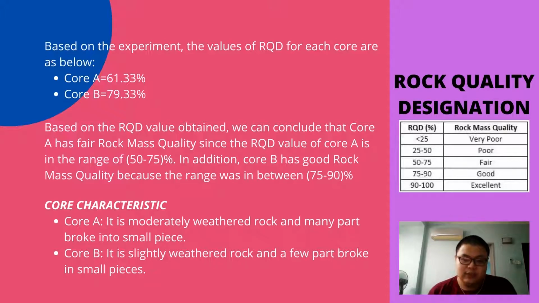Okay, after that we can also determine the core characteristics for the two core samples. As a result, we can find that core A is moderately weathered rock and many parts of it have broken into small pieces, and core B is slightly weathered rock and a few parts have broken into small pieces. Okay, so that's our discussion. Thank you.